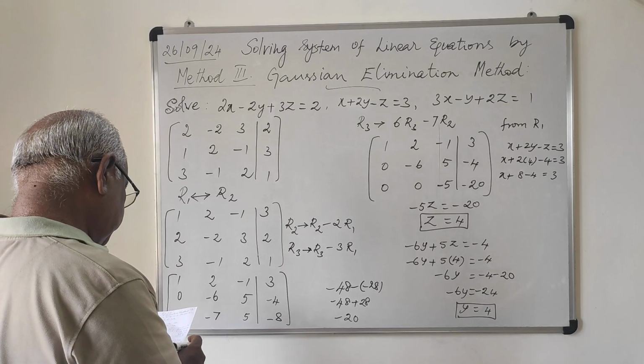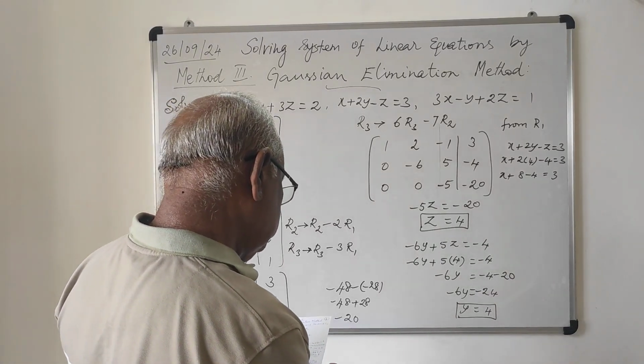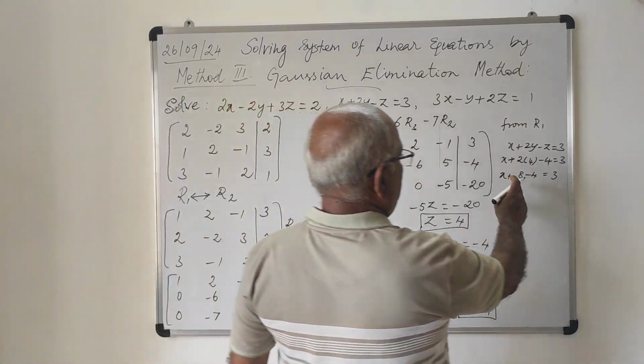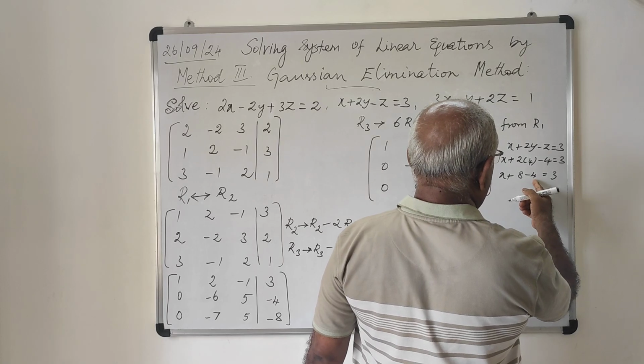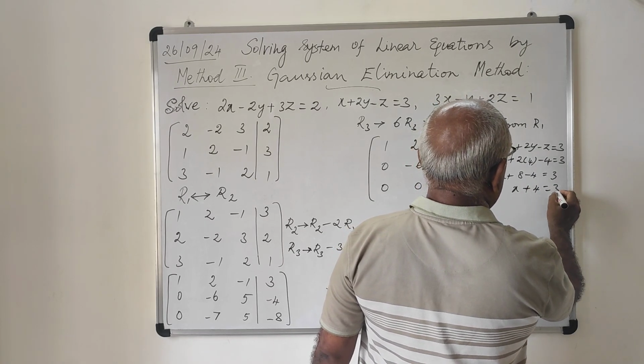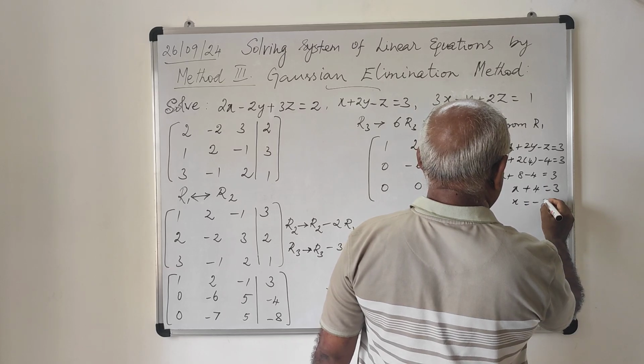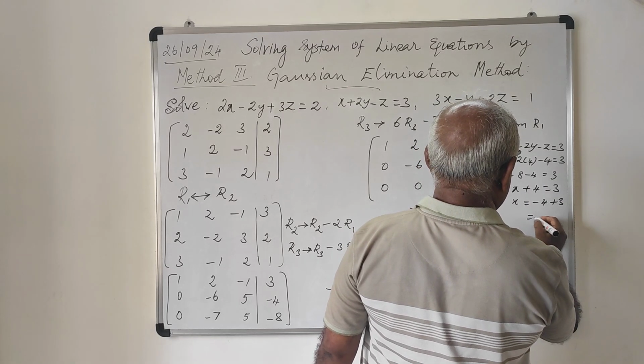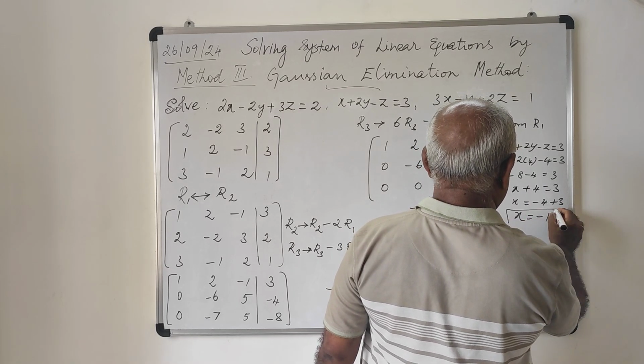X equal to 8 plus 4 is 4. 8 minus 4 is 4. X plus 4 equal to 3. If we bring that 4 to that side, minus 4 plus 3, that is equal to minus 1. X equal to minus 1.